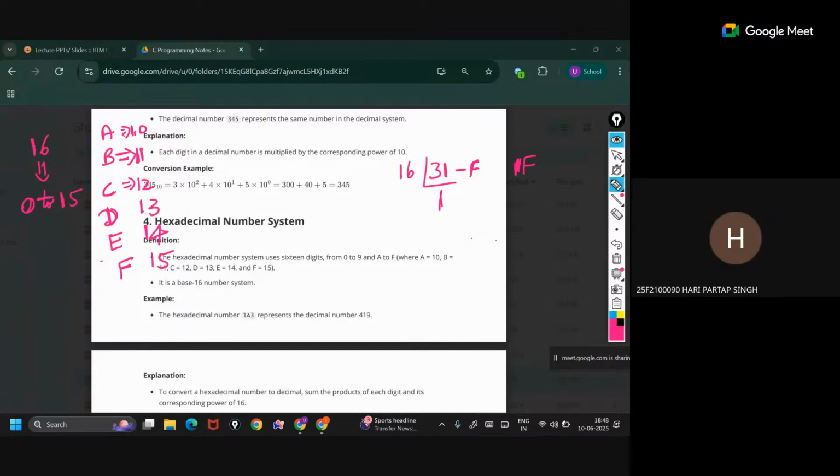Okay. Similarly, let's say I want to convert 32. Then we'll get 20. 2 is the quotient, 0 is the remainder. Is it clear to you all?